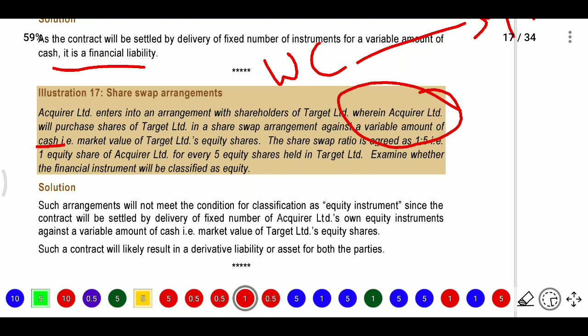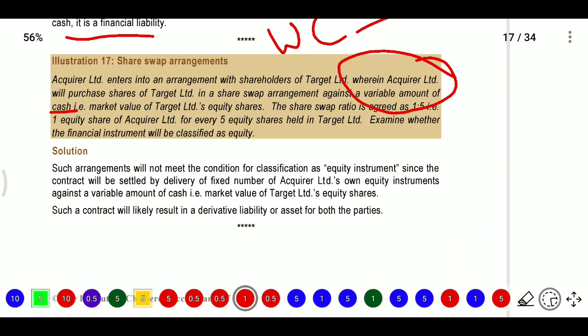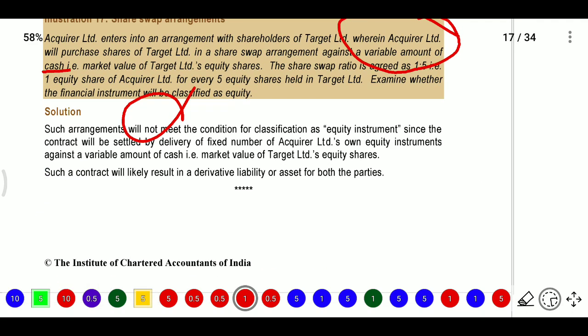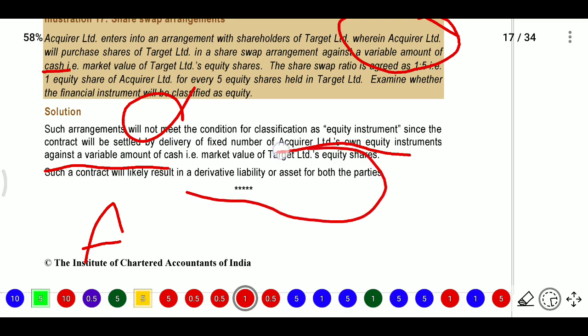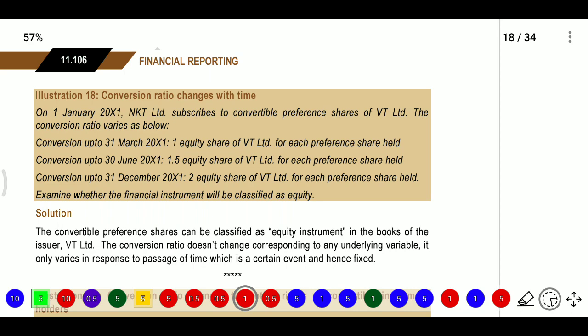The swap ratio is 1:5, that is, 1 equity share of Acquirer Limited for every 5 equity shares of the target company. Examine whether the financial instrument will be classified as equity. No, such an arrangement will not meet the condition of an equity instrument, since the net contract will be settled by delivery of a fixed number of Acquirer Limited's own equity instruments against a variable amount of cash, that is, the market value of Target Limited equity shares. So such a contract will likely result in a derivative liability or asset for both the parties. It will become a derivative liability.